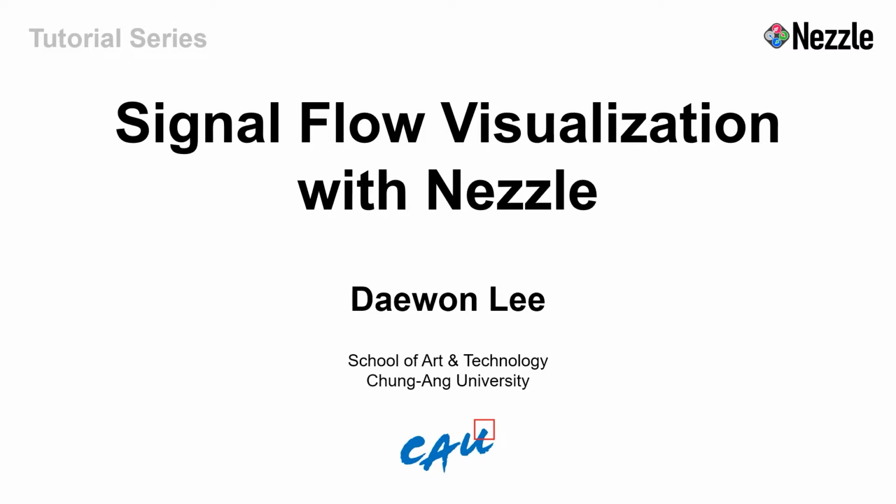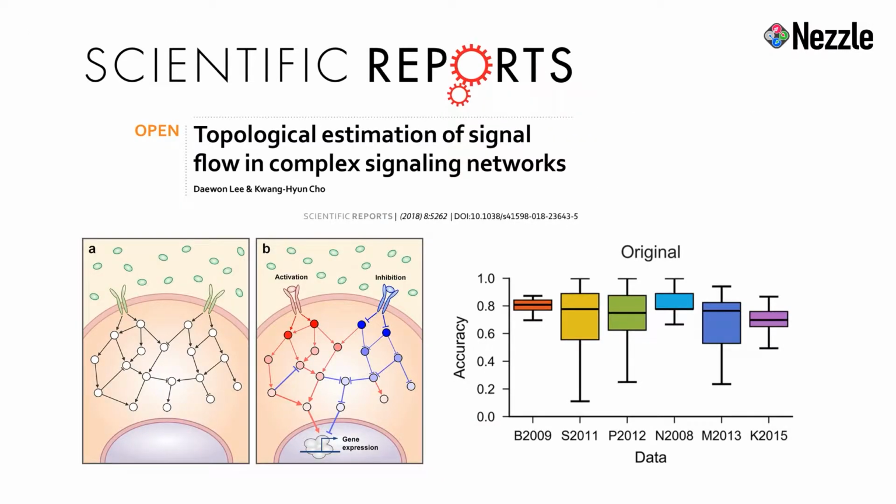In this tutorial, we will learn how to visualize the signal flows of signaling networks using Nezzle. Biological cells process any information about internal or external changes through a signaling network. In this process, critical information for cell fate determination such as proliferation or death is transferred through a series of biochemical reactions, which can be defined as signal flow in the signaling.